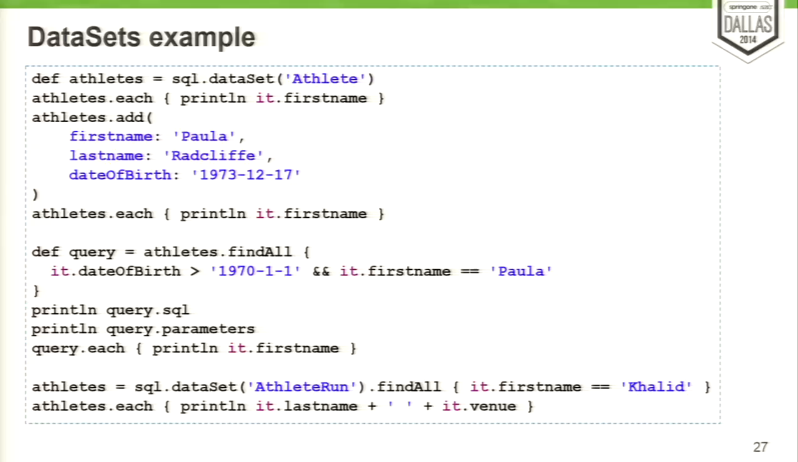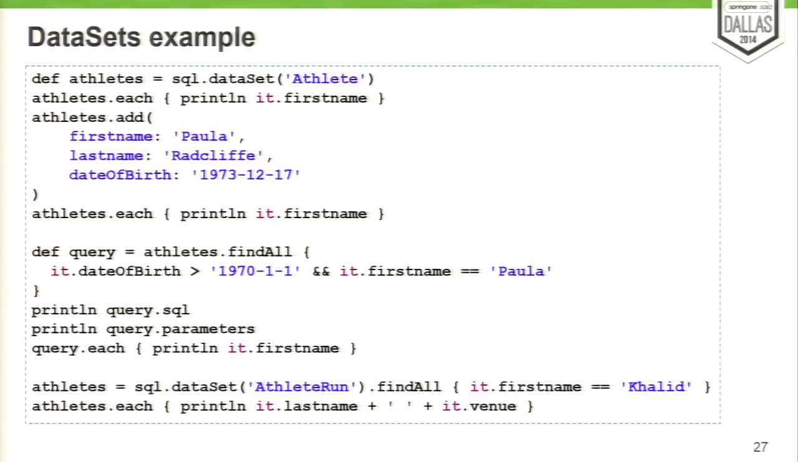Just to show you what's actually happening underneath the covers, remember I said it was like a select star. If you do a find all, then it'll be a select star where, and it'll have date of birth is greater than that and first name equals Paula. It'll be a prepared statement as well, so you'll have placeholders. So I can go to this query object and print out the SQL that would execute if I actually tried to use it at that point. I can also print out the parameters, so I can see the values that'll get substituted for the placeholders. So you can actually see what it's going to do.